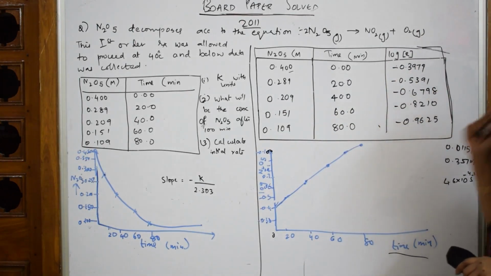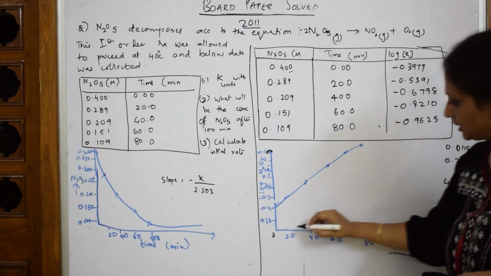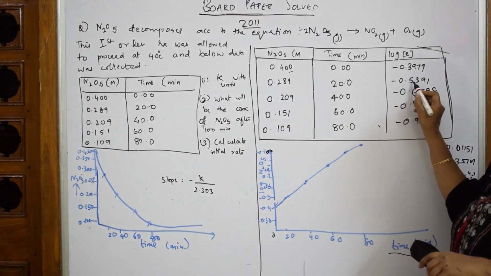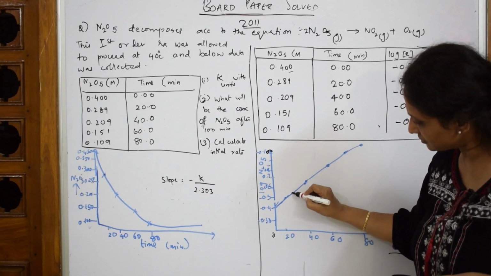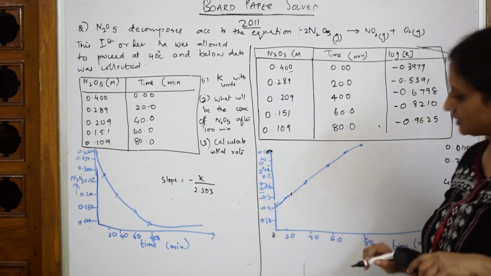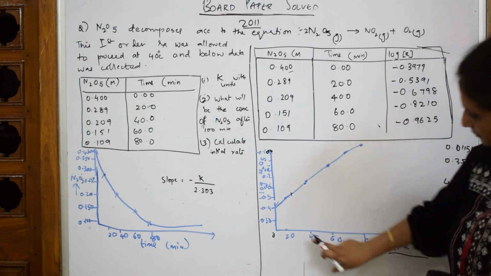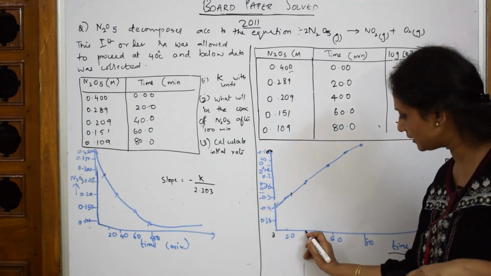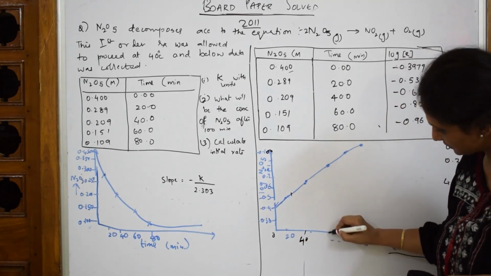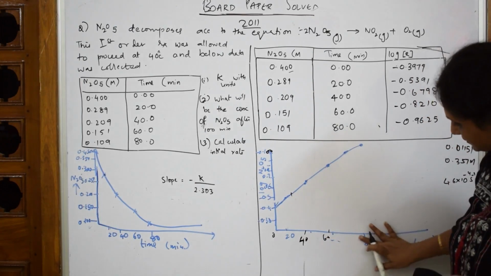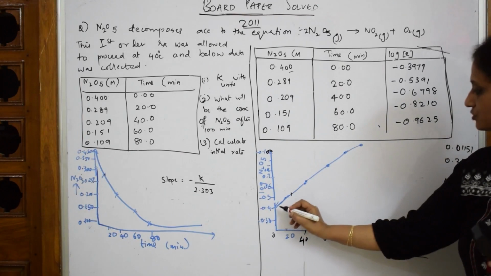Now start marking. For example, if I pick up 20, what is the log value which I've got at 20? I've got 0.53, correct? Like that, I've marked for 20, I've marked for 40. It is basically an approximation only. I have not marked it to the scale. 40, then 60, and this is 80. So I've marked all the points. Then I've joined all the lines.